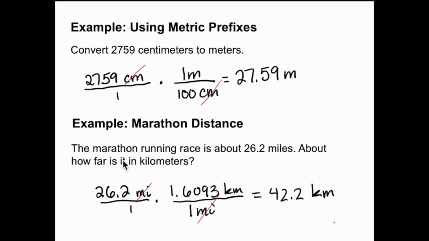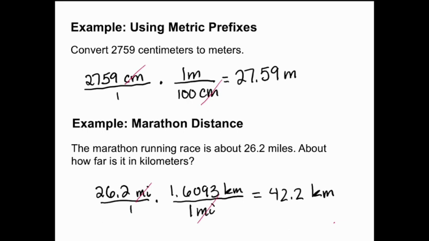Looking at this example here, it says the marathon running race is about 26.2 miles. About how far is it in kilometers? This is an example where we are crossing over from system to system. So we're using miles, which is the US system, and then we're changing it to the metric system. When you are crossing over from one system to another, no matter which direction you're going, there's a table in your reference sheet that gives you some units to do that.